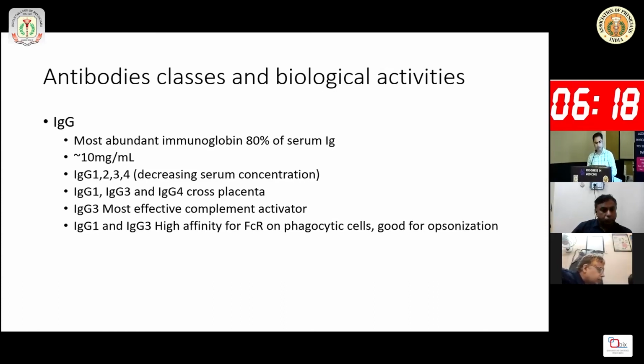But mostly IgG1 and IgG3 along with IgG4 can cross the placenta, and IgG is the only antibody which can cross the placenta. IgG3 is the most effective complement activator, and IgG1 and IgG3 have high affinity for the FC receptor on the phagocytic cells, and they are also good for opsonization.